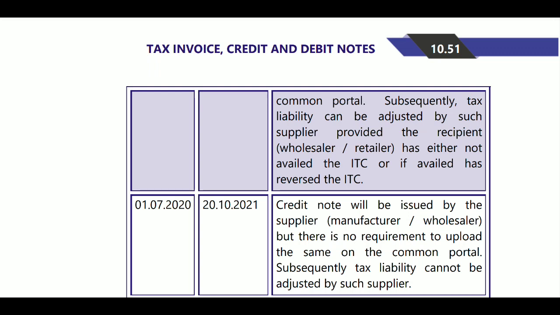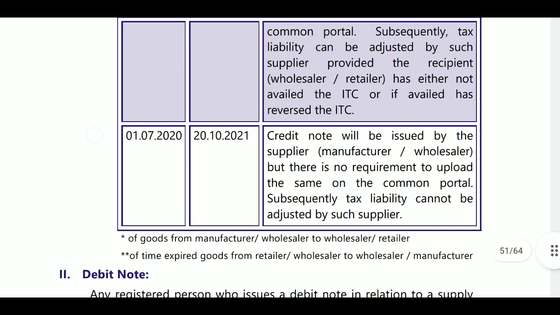Next, if you are getting a credit note, you must revert the ITC. Date of supply 1/7/2020, date of return 20/10/21. Credit note will be issued by the supplier, but there is no requirement to upload the same on the common portal. Subsequently, tax liability cannot be adjusted by the supplier.